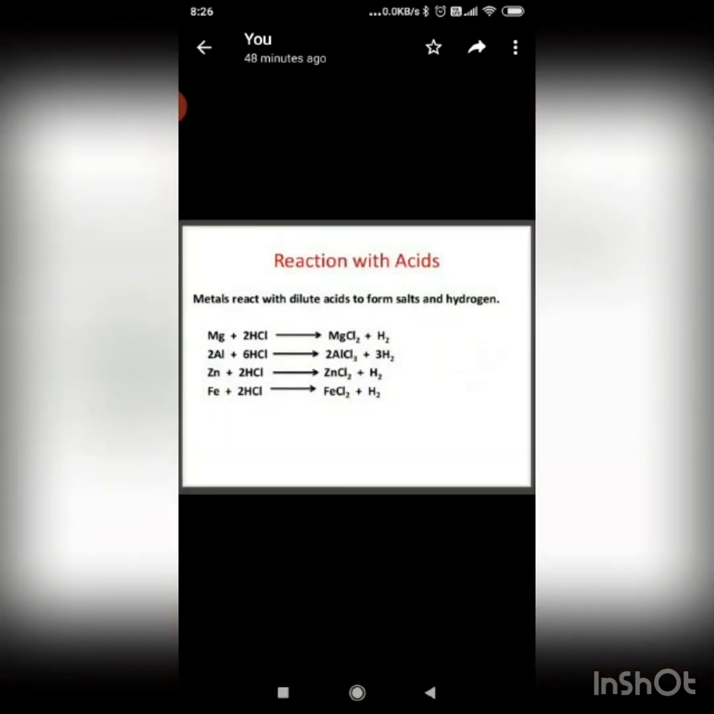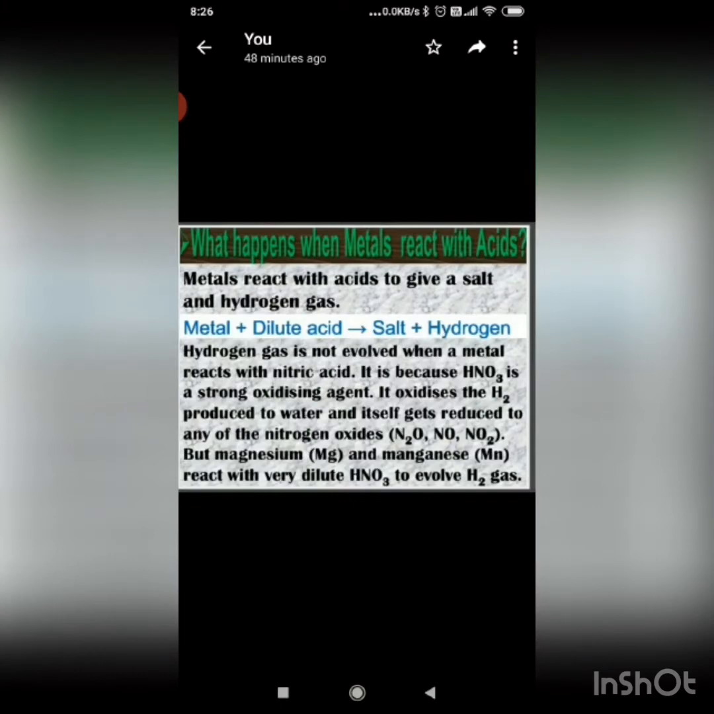Now, how do metals react with acid? Metals react with dilute acid to form salt, and hydrogen gas is released. Magnesium plus hydrochloric acid forms magnesium chloride, and hydrogen gas is released. Aluminium reacts with hydrochloric acid to give aluminium chloride, and hydrogen gas is released. So metal plus dilute acid forms salt and hydrogen gas.